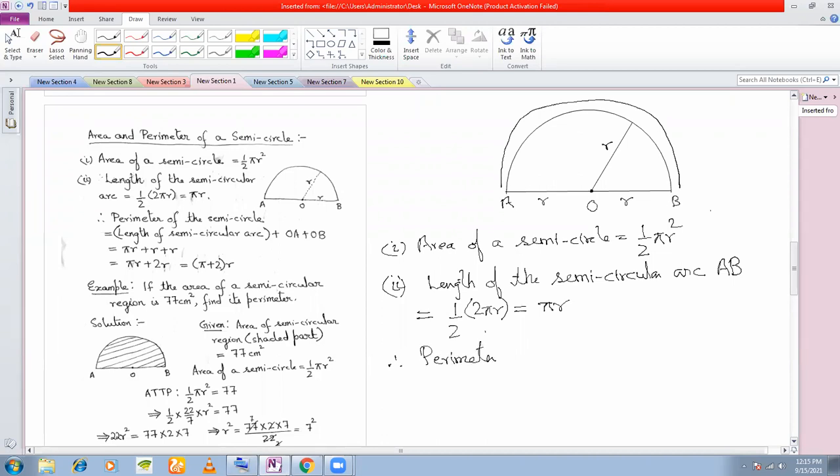Yes, sir. Now you need to understand the difference between perimeter of a semicircle and the length of the arc. Perimeter of a semicircle. The perimeter of a semicircle is the length of this arc here, AB.